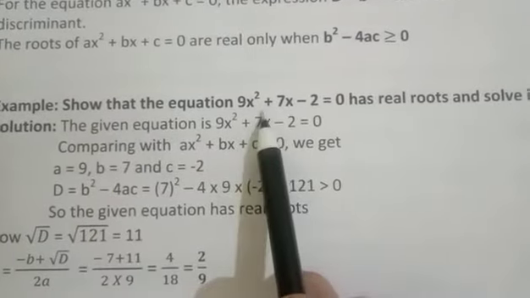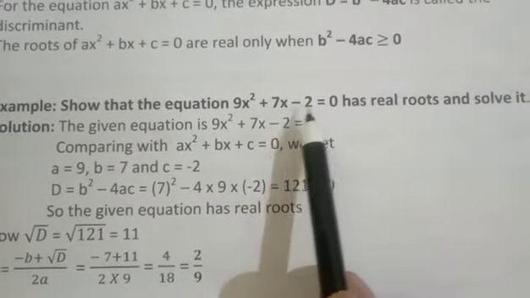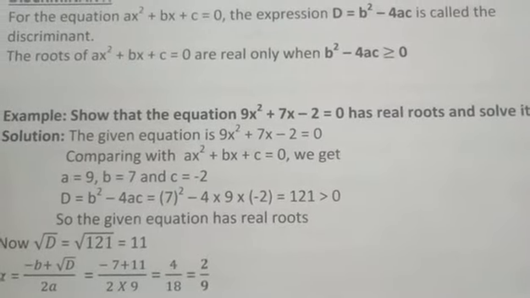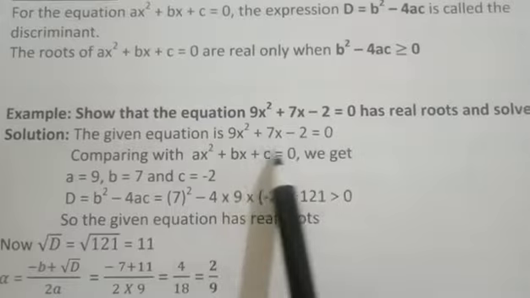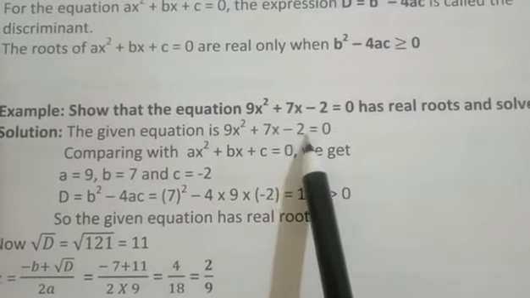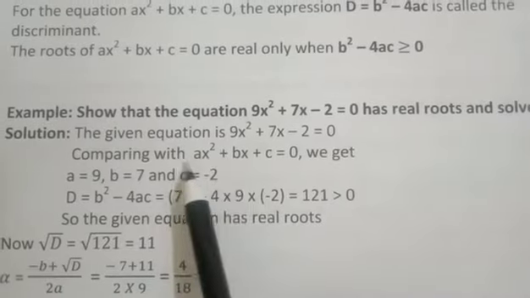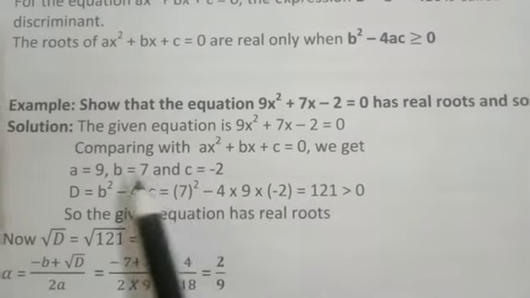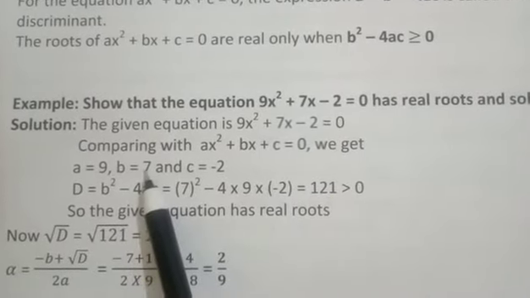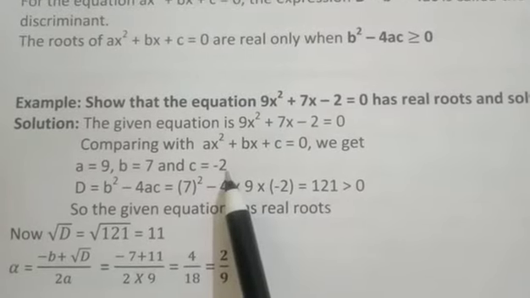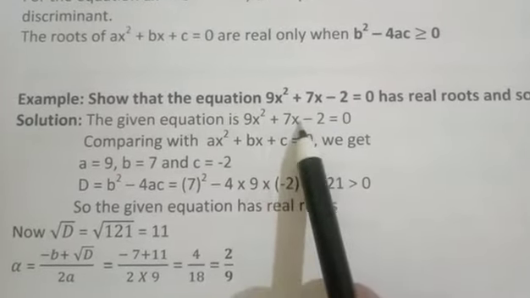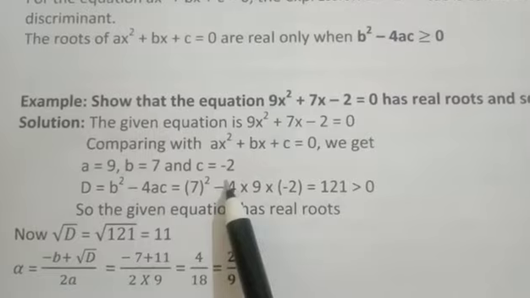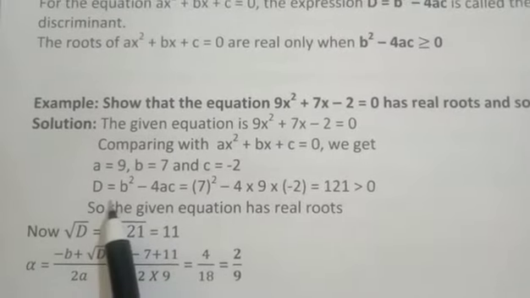Show that the equation 9x square plus 7x minus 2 equal to 0 has real roots, and solve it. So first step, we have to write down the equation here, that is 9x square plus 7x minus 2 equal to 0. Comparing with ax square plus bx plus c equal to 0, we get a is equal to 9, b is equal to 7, and c is equal to minus 2. We are just comparing these two equations, and we have to write down the value of a, b, and c along with the sign. After that, we are going to find out the discriminant.